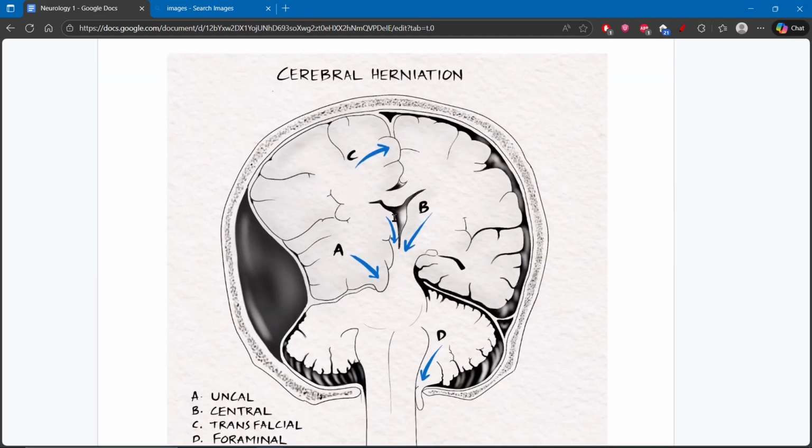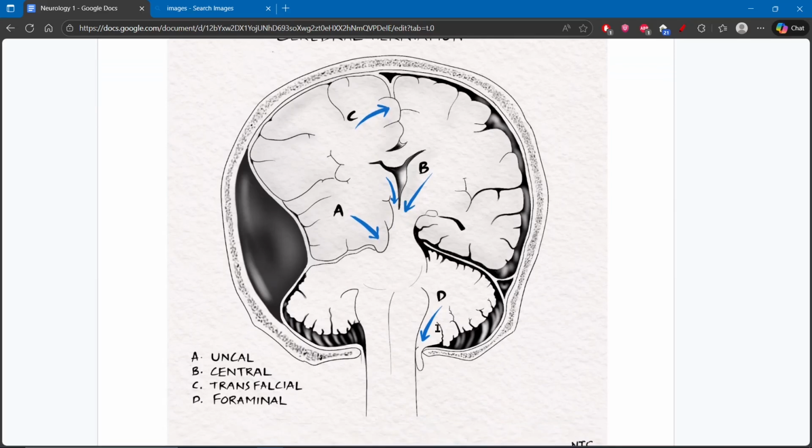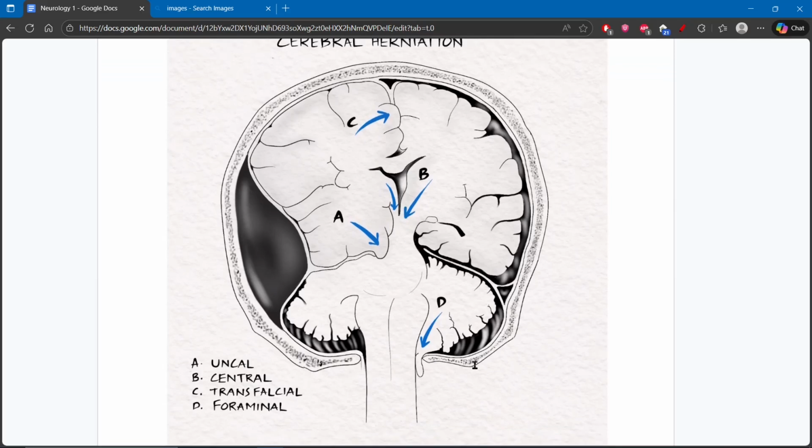So this is an illustration for different kinds of herniation. We could start with D. This is the foraminal herniation, in which the tonsils of the cerebellum herniate through the foramen magnum, and it of course gives other symptoms.